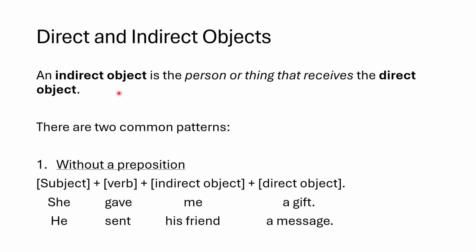An indirect object is the person or thing that receives the direct object. There are 2 common patterns. The first pattern is without a preposition. The sentence structure is subject plus verb plus indirect object plus direct object. For example, she gave me a gift. He sent his friend a message.